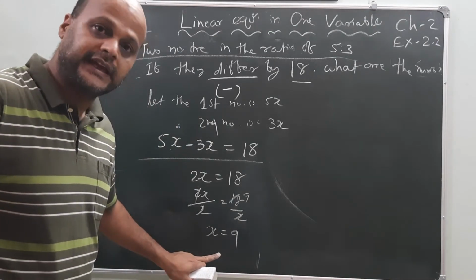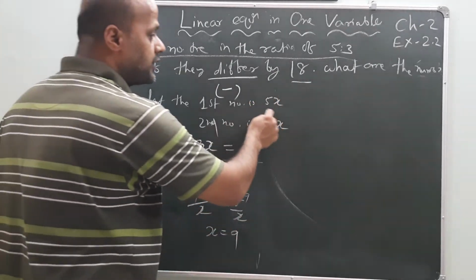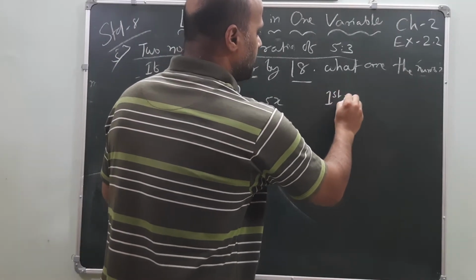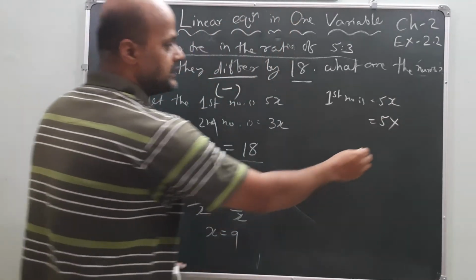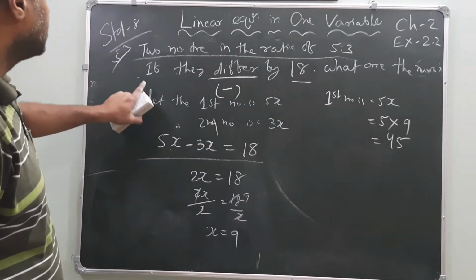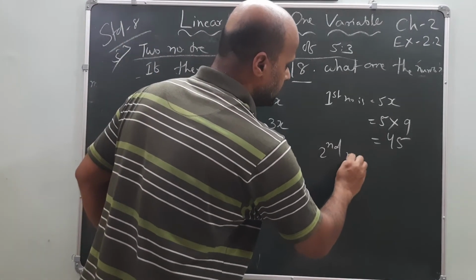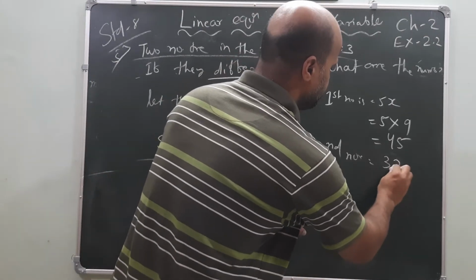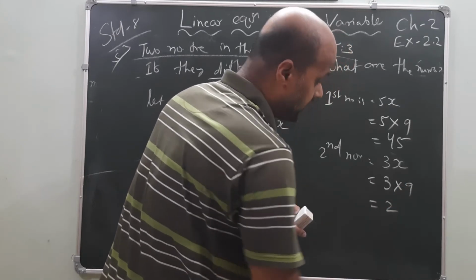But here the variable value is x equal to 9. What are the two numbers it is asking? Don't stop here, my dear friends. You have to find the two values. So the first number is 5x. What is 5 into the value of x, 9? How much? 45. What is it saying again? The second number is 3x. It is saying 3x, na? How much is it? 3 into 9. How much is it? Tell me.